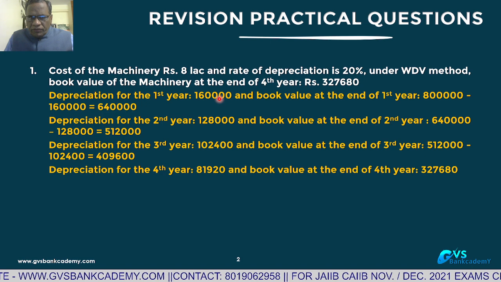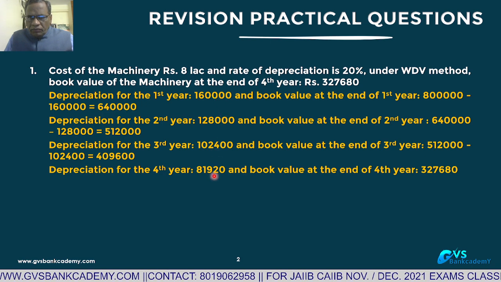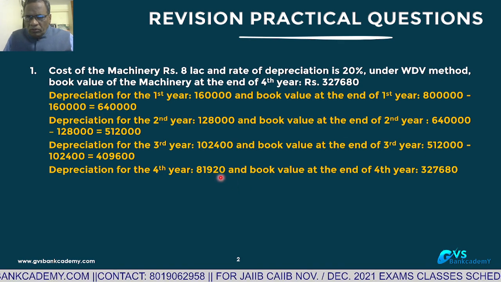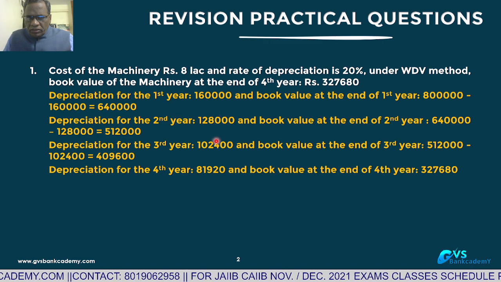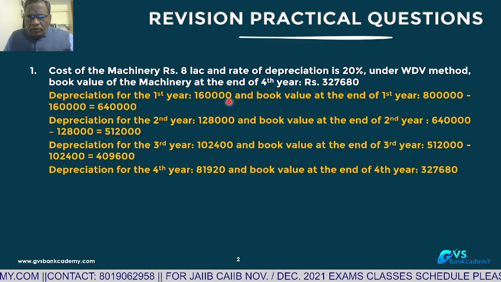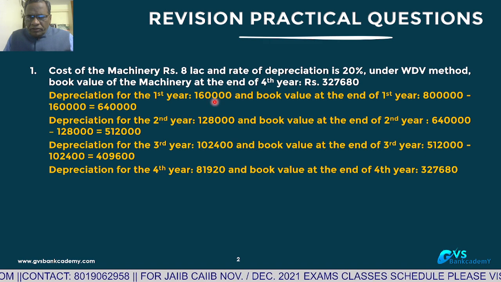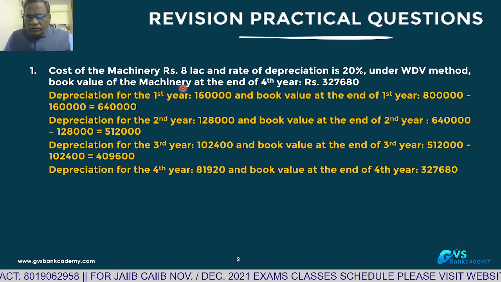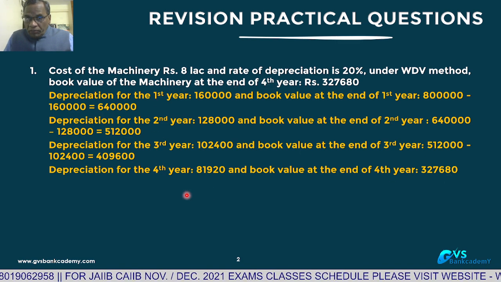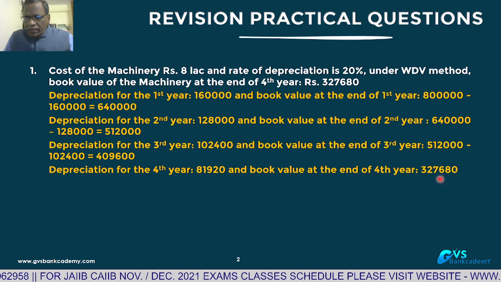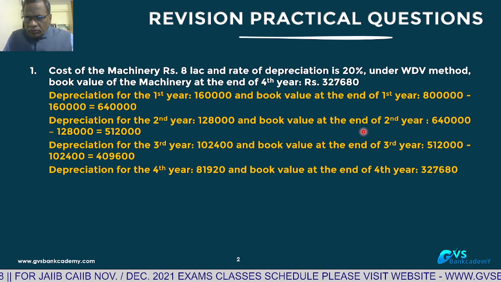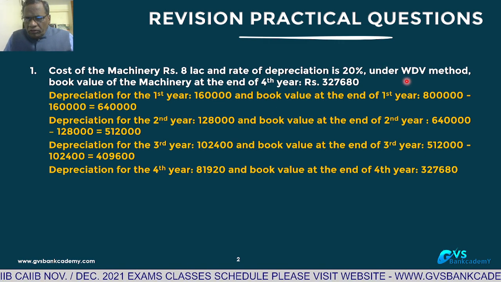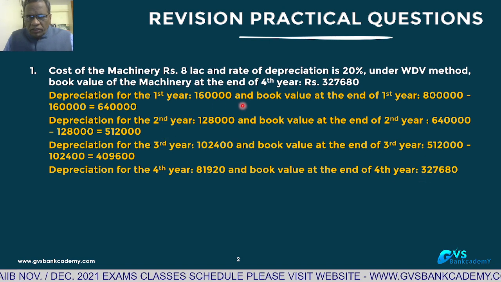So this is the depreciation for first year, second year, third year and fourth year on written down value or diminishing balances method. The total is 8 lakhs minus the depreciation of first year, second year, third year and fourth year. We can deduct. The book value of the machine at the end of fourth year, after providing fourth year depreciation, is 3,27,680 rupees. So this is the depreciation we are calculating on written down value or diminishing value method. This is the way of calculation.